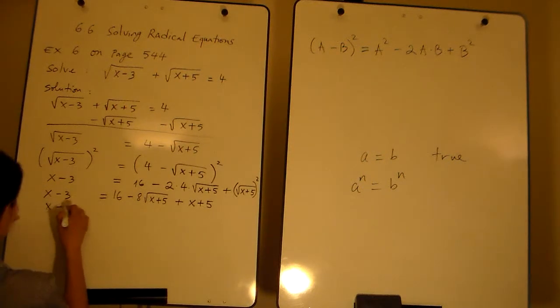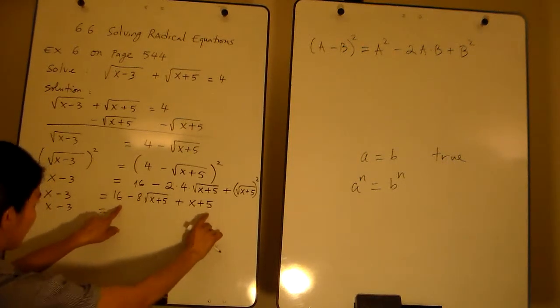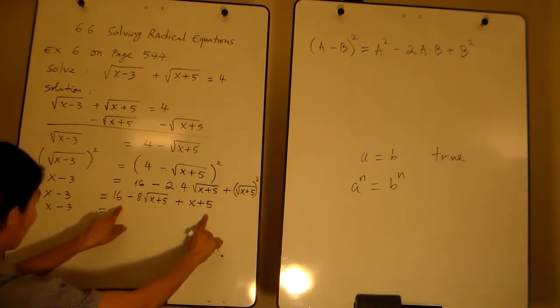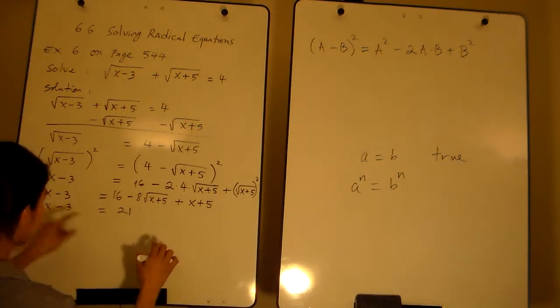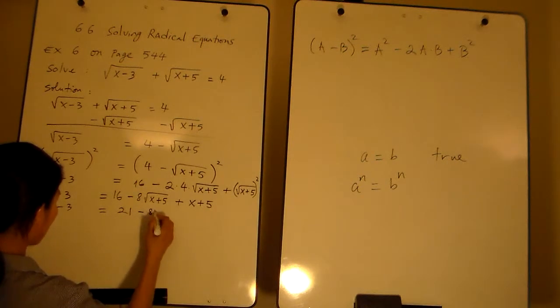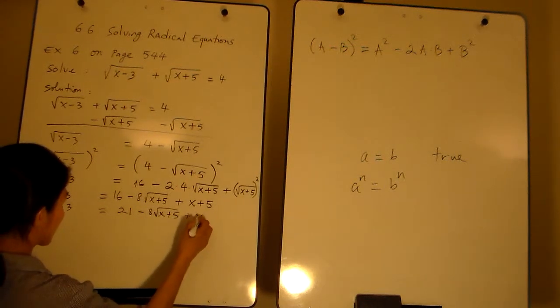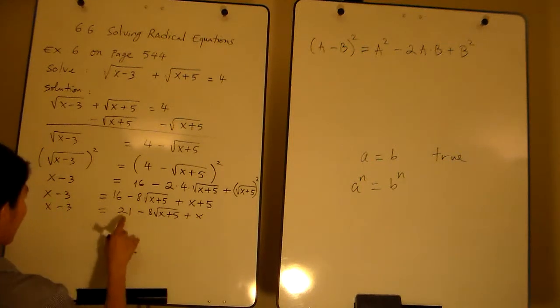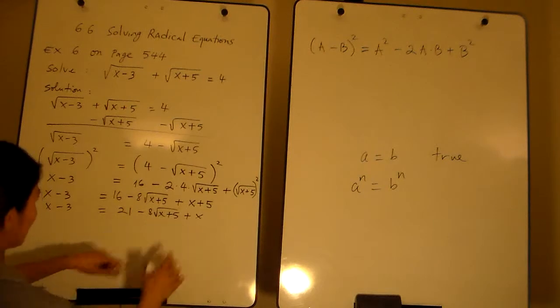Now let's simplify as we can. This is still x minus 3 equal to 16 plus this constant right here, 5. They're like terms, so you combine. 16 plus 5 is 21. This term stays because it's different, you cannot simplify it. So we have 21 minus 8 square root of x plus 5 plus x.